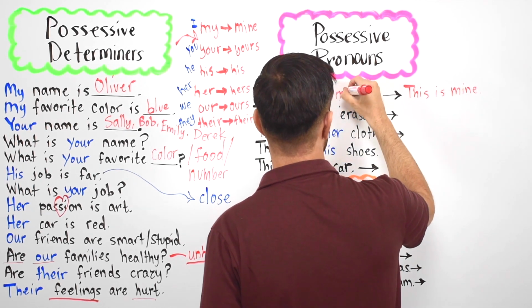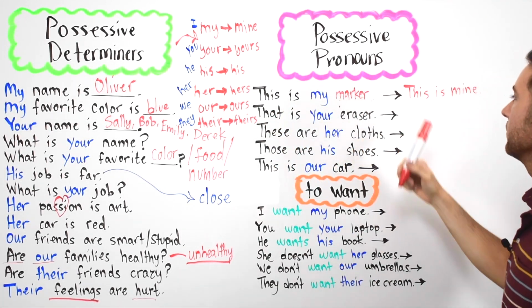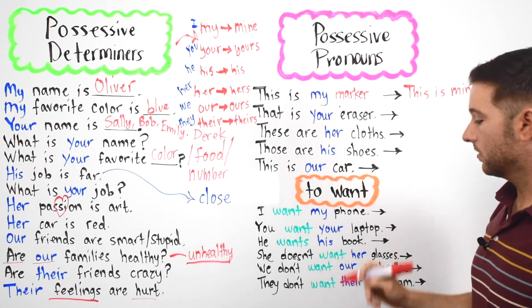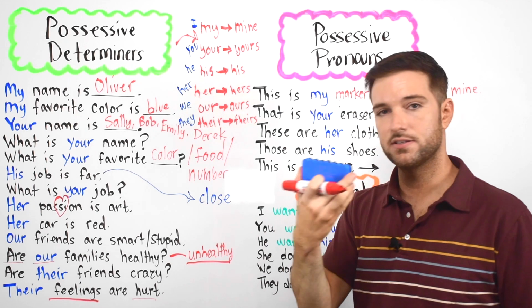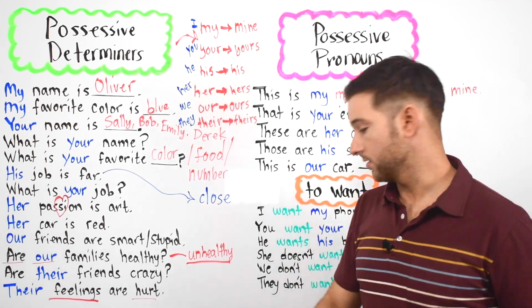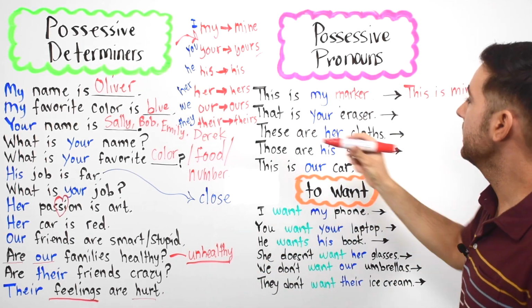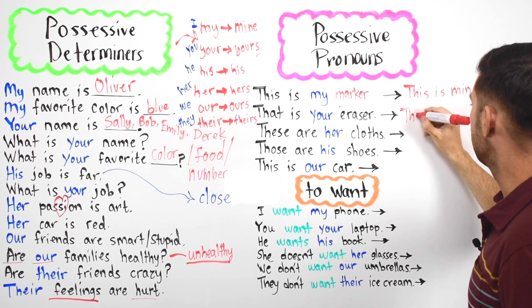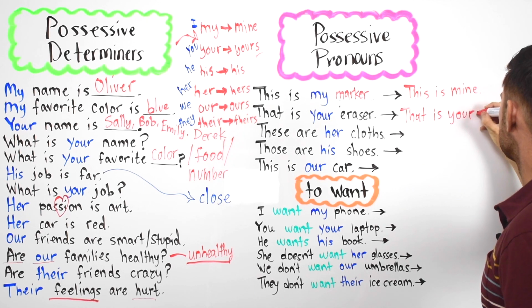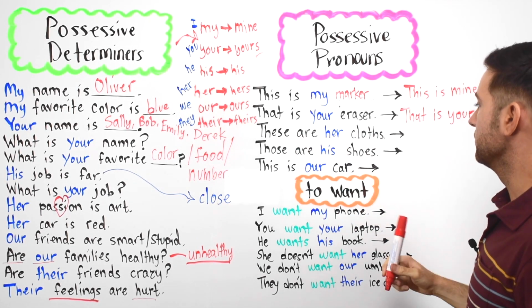Marker is spelled M-A-R-K-E-R. This is my marker. This is mine, right? This is mine. That is your eraser, okay? So this is an eraser. That is your eraser. Okay, we'll say that is yours with an S. That is yours with an S. These are her clothes, okay?